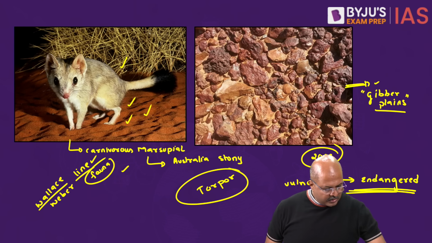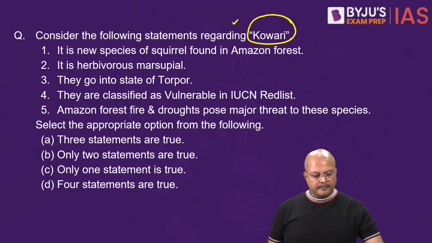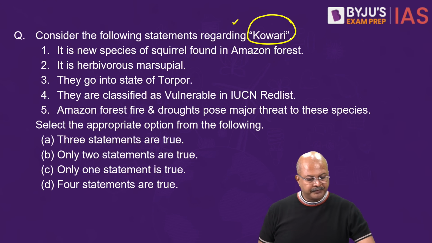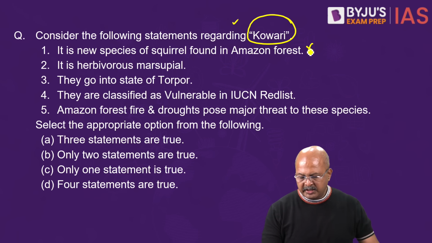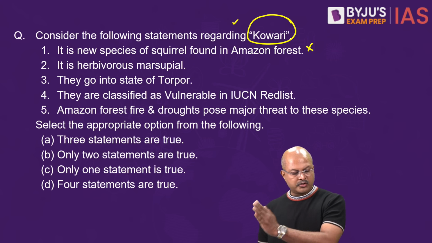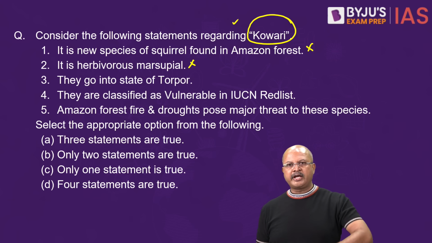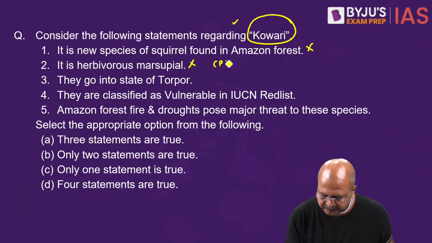Now let's check the questions. Consider the following statements regarding the Kowari. It is a new species of squirrel found in the Amazon forest. No, it is found in the stony deserts of Australia. It is a herbivorous marsupial. No, it is a carnivorous marsupial, a pouched animal. Marsupial means pouched animal.